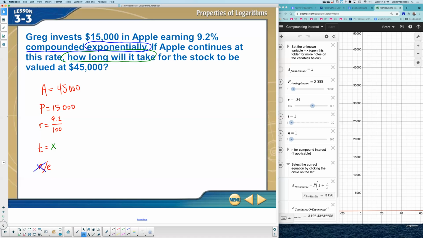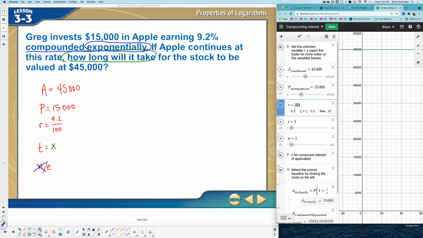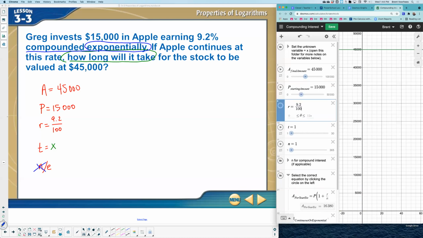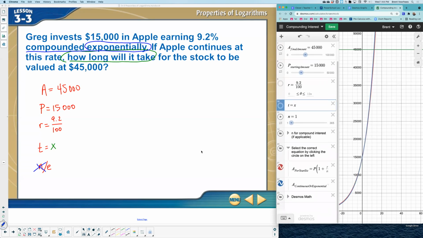But yes, exponentially also can mean continuously. So we're using the E. So when you come over here, it's 45, 3 zeros, 15 followed by 3 zeros, 9.2 divided by 100. T needs to be X. N, you can leave that blank. You can close it. Doesn't matter. We're not using N in this problem. What does matter is down here, we have to do an N solve.